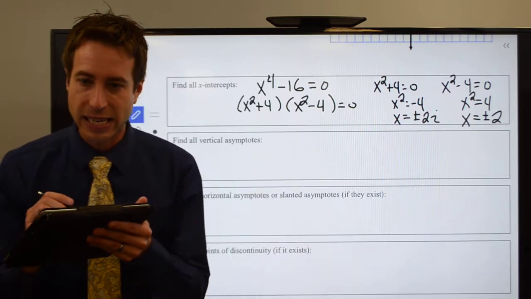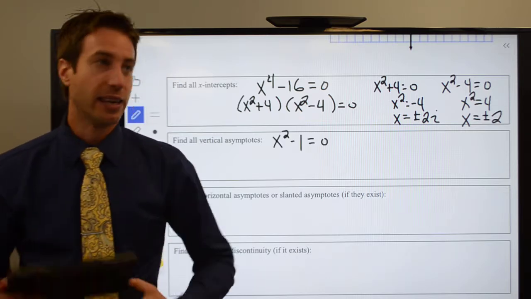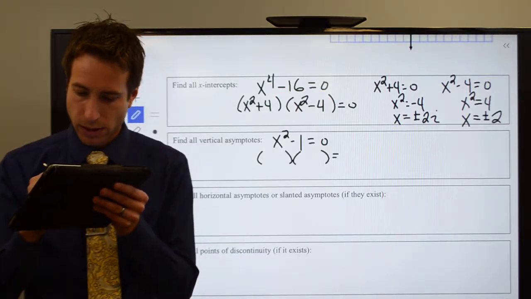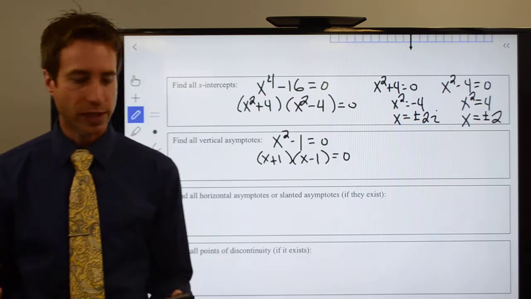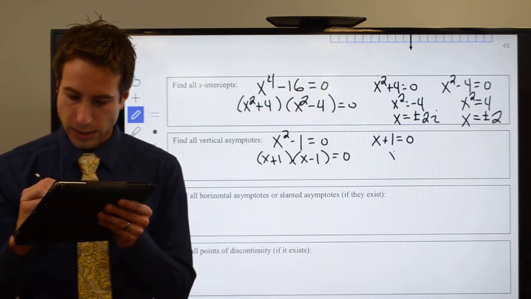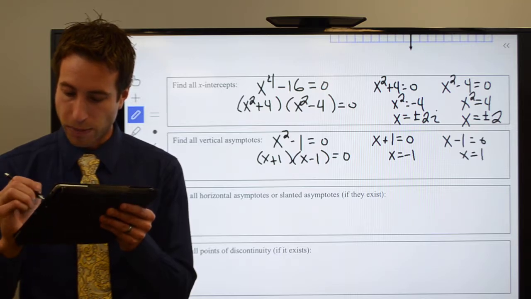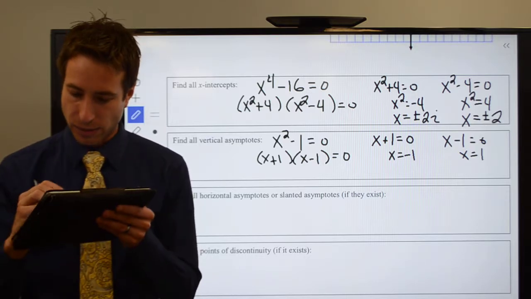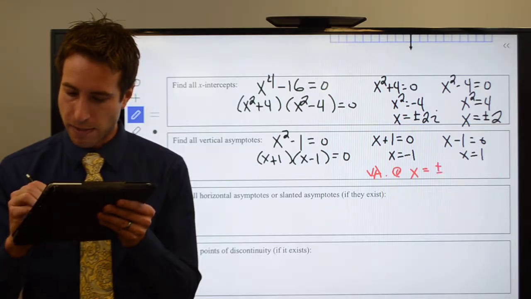My denominator is x squared minus 1. Again, this is a difference of squares. I wind up with x plus 1 and x minus 1. We'll split those up and set each of them equal to 0. x plus 1 equals 0, which means x is equal to negative 1. x minus 1 is equal to 0, which means x is equal to positive 1. So it looks like I have 2 vertical asymptotes, at x equals plus and minus 1.